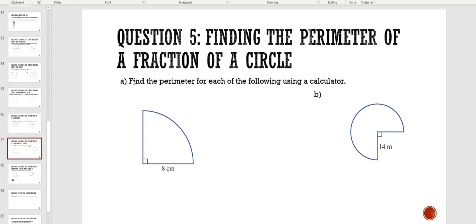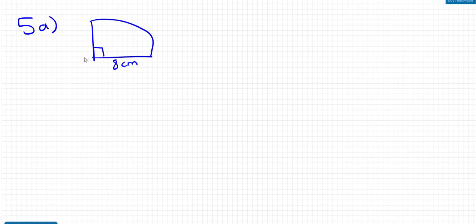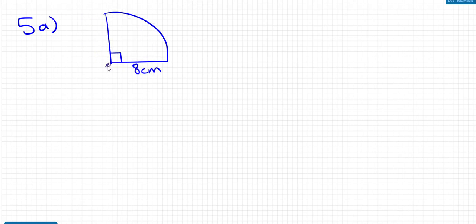Now the question says find the perimeter for each of the following using a calculator. It doesn't say to round off to any specific decimal place, so we can round it off to what we want, but just use a calculator for pi as well. So the first thing we can do is understand that for 8 centimeters, the center of the circle would be here. I'm scared it's going to rub off again. So the center of the circle is just there, right at the corner.